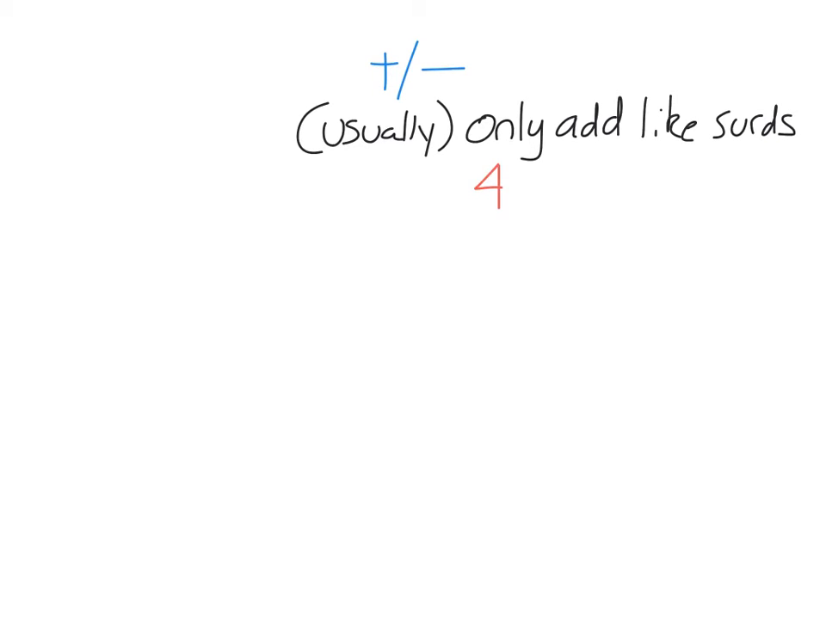If you have something like 4x plus y plus 2x in algebra, you have to take the like terms and add them together, and leave the unlike terms alone. And so it is with surds.